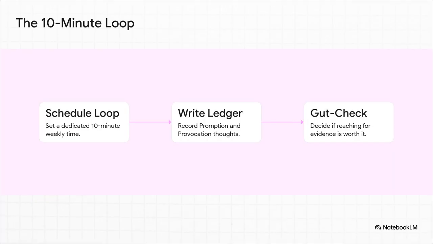And this brilliantly illustrates your pocket-sized, boots-on-the-ground application of that massive cognitive stack we just built. Step 1, schedule a dedicated 10-minute weekly loop. Step 2, instead of writing a formal study, just write a simple one-line ledger detailing your preemption and provocation thoughts. And step 3, perform a quick gut check. Ask yourself if reaching for those heavy evidence layers we talked about earlier is actually worth the time for this specific case based on its complexity.